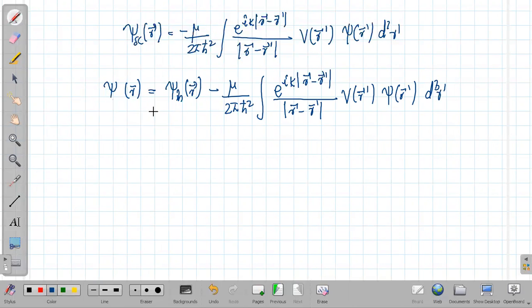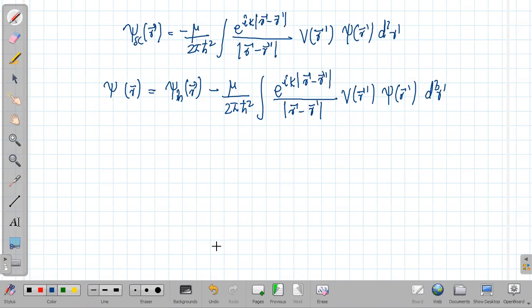Now remember, this is not the solution for the scattering problem, because if you look at the right side, there is also psi, which is a function of r prime. So therefore, it is not a solution. It is just an integral equation for the wave function. Now we can have certain simplifications in this expression in the asymptotic limit. So remember, r does not represent the target. The r prime represents the target, whereas r represents the detector.